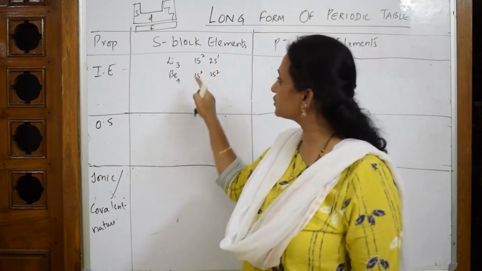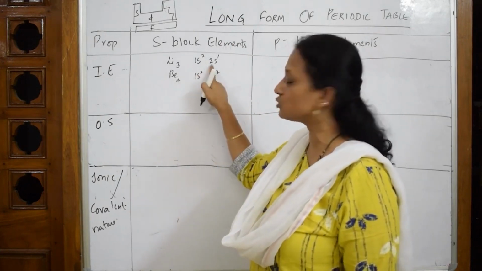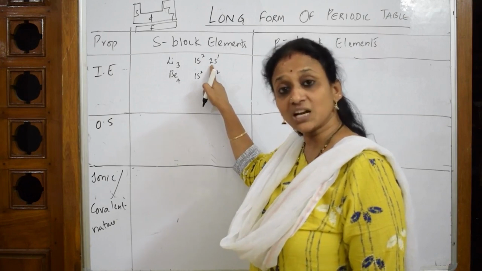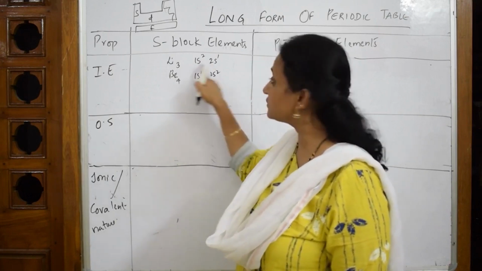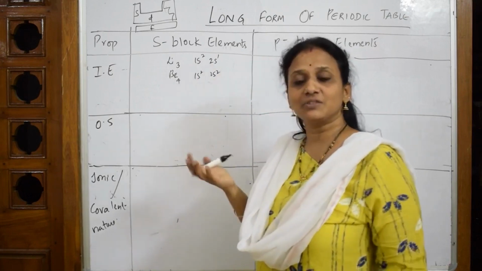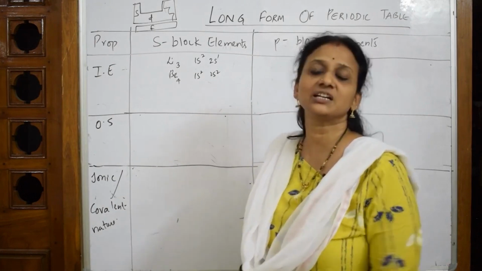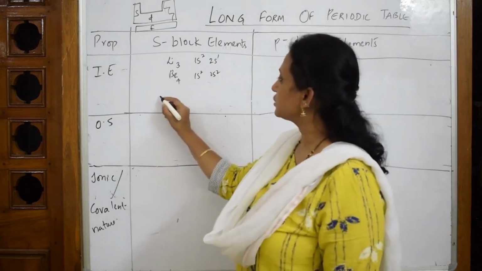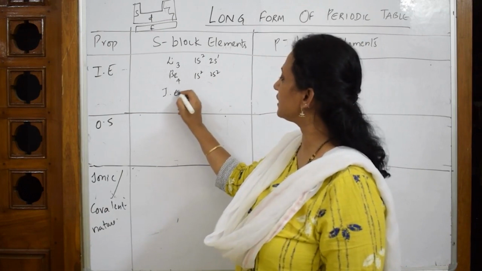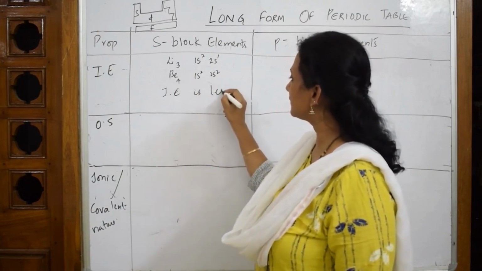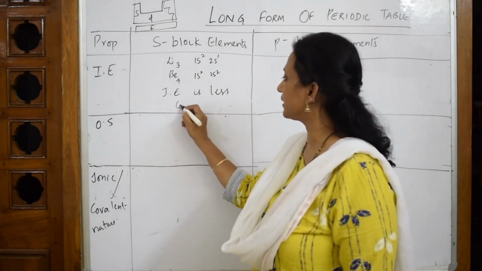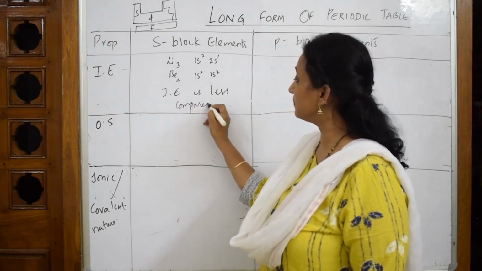When it is adding to the outer shell, the distance between the nucleus and the outermost shell is more. So what will happen to the ionization enthalpy? If the distance is more, I can take out the electron with less ionization energy, isn't it? Yes. So what can we say? Ionization enthalpy is less compared to P block. Correct.